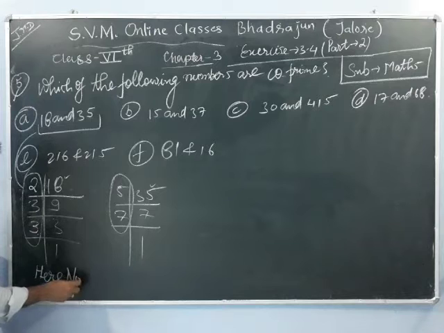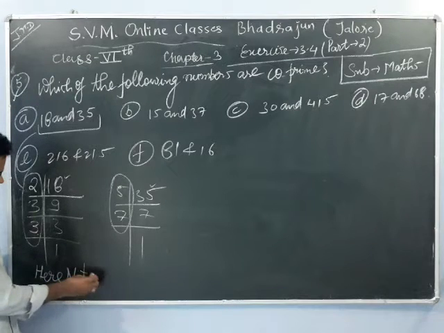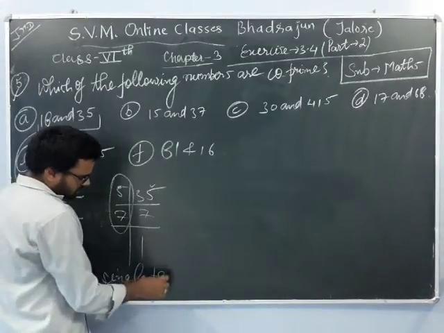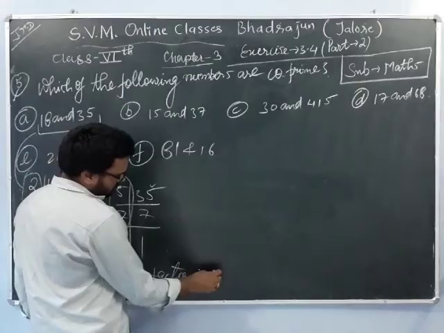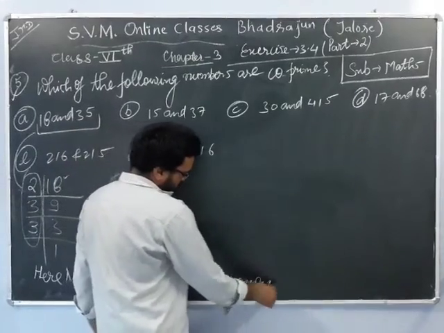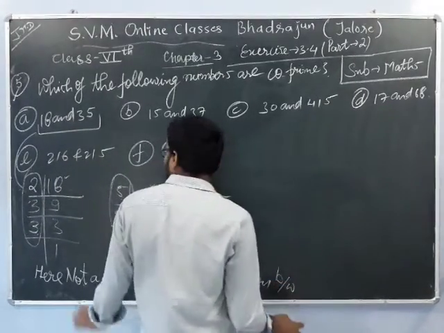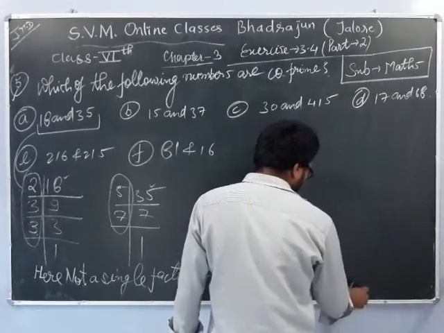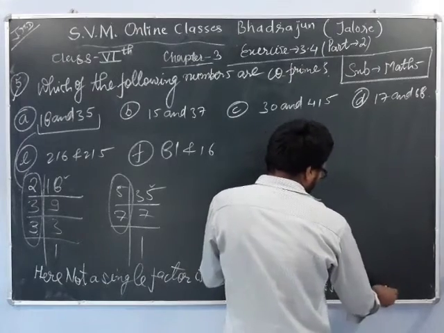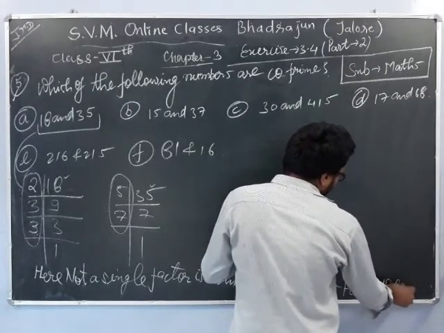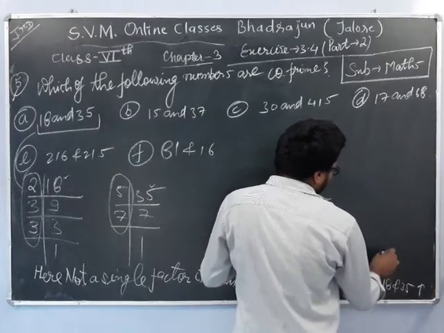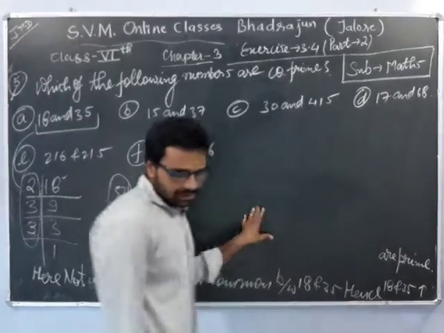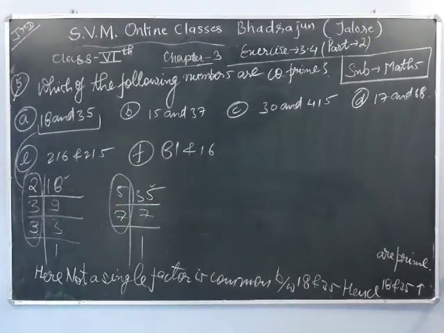Not a single factor is common between 18 and 35. Hence 18 and 35 are co-prime. Okay, 18 and 35 are co-prime because no factor is common between 18 and 35.